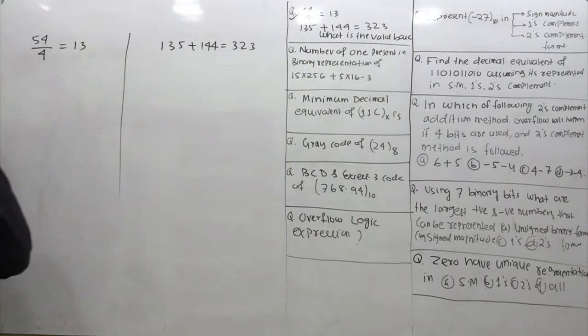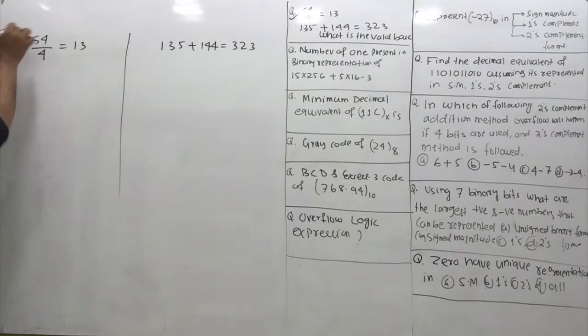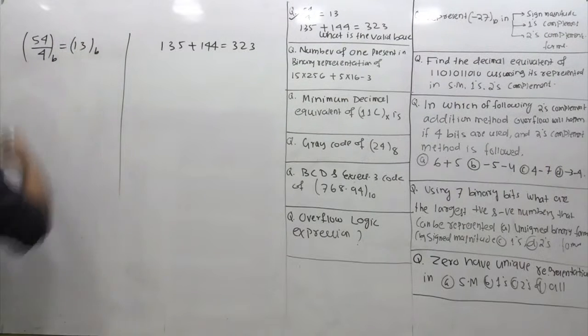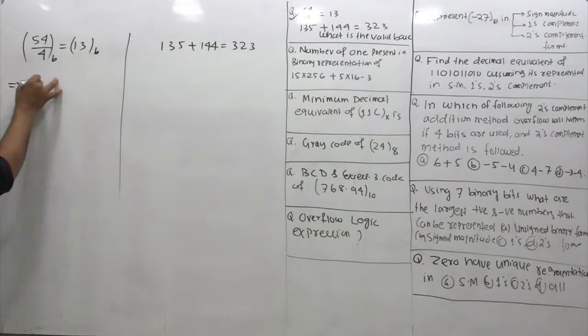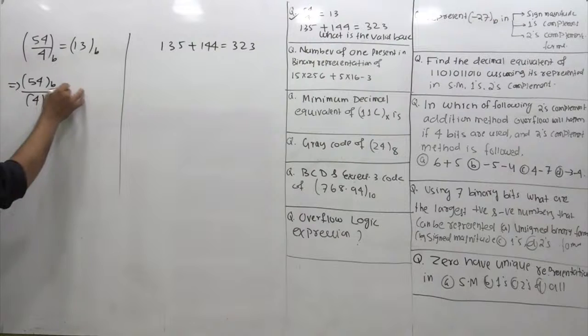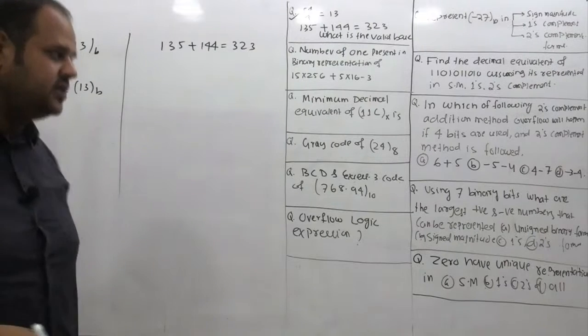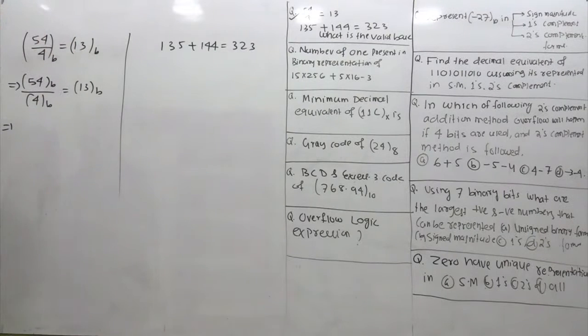Let us assume that this entire thing is in base B and this entire thing is also in base B. So this can be equivalently written as 54 base B divided by 4 base B is equal to 13 base B. So this is the unknown base B, which I have to find out. Because I am comfortable handling equations in base 10, I'll convert all these numbers into their equivalent base 10.